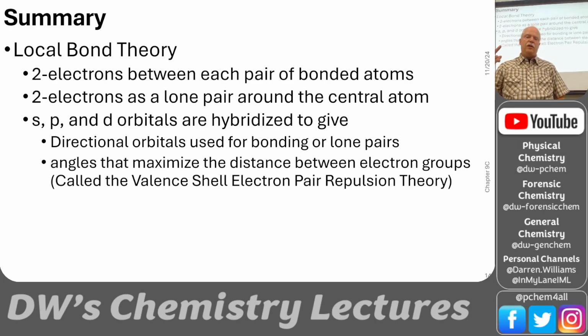So 2 electrons between each pair of bonded atoms, that's valence bond theory. 2 electrons as a lone pair also count as an electron domain. We hybridize the s, p, and d orbitals to give those directional angles of maximum distance. And that's valence shell electron pair repulsion theory.